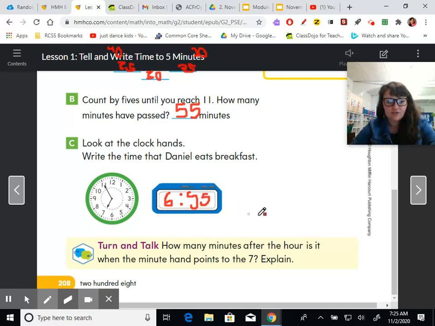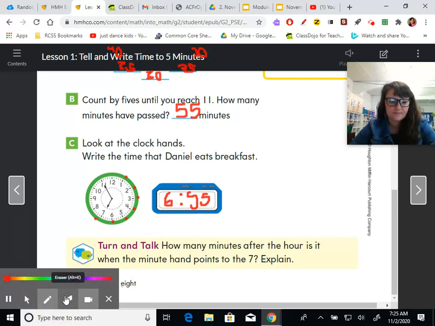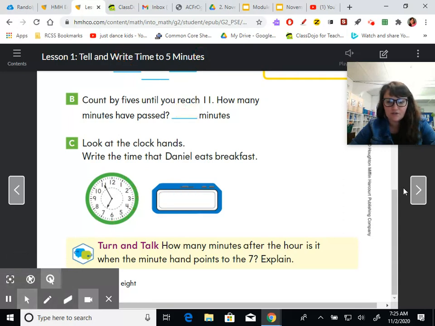All right, then it says, turn and talk to someone around you. How many minutes after the hour is it when the minute hand points to the 7? All right, so if you look at the 7, let's see. We got 5, 10, 15, 20, 25, 30, 35, so 35 minutes past the hour. All right, don't forget you can pause to get these answers. All right, let's keep going.